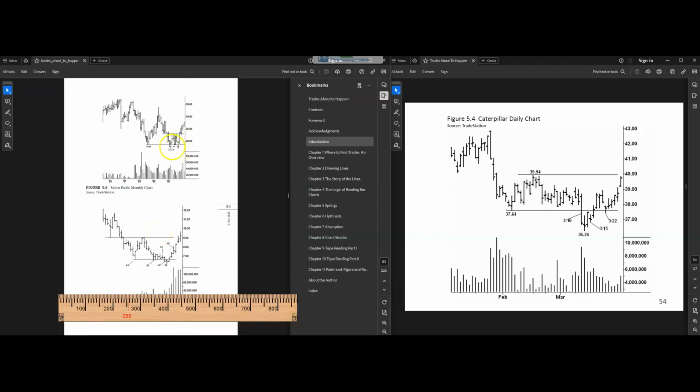That's a good one right here. You see how it penetrated and came right back within the range with that bar? This is a nice spring. You see how again here it penetrated, came back within the range, taking out the high of the spring bar. Again here, it takes out the high of the spring.